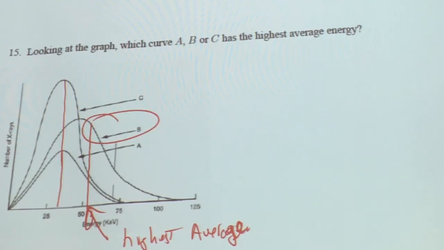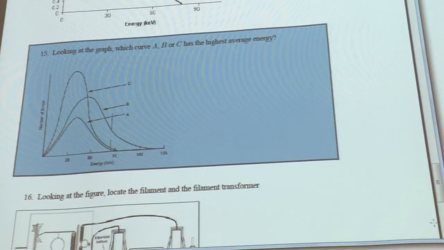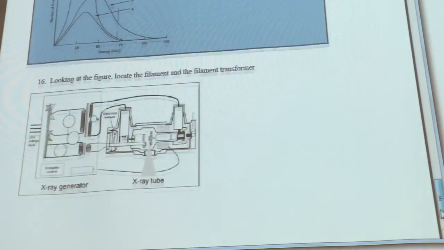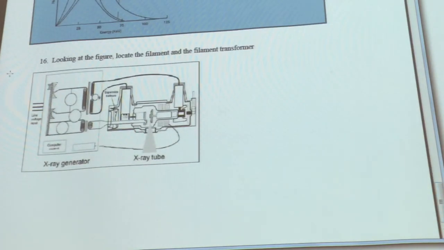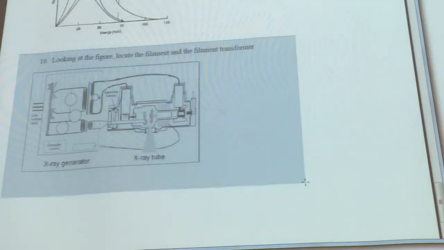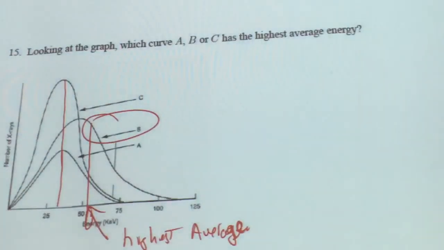All right, I want to get on to the last one. And then Wednesday, what did I say for Wednesday? Last chance for any review. We'll finish up a few details like the half value layer, which is easy. And then we'll move on to chapter 9.